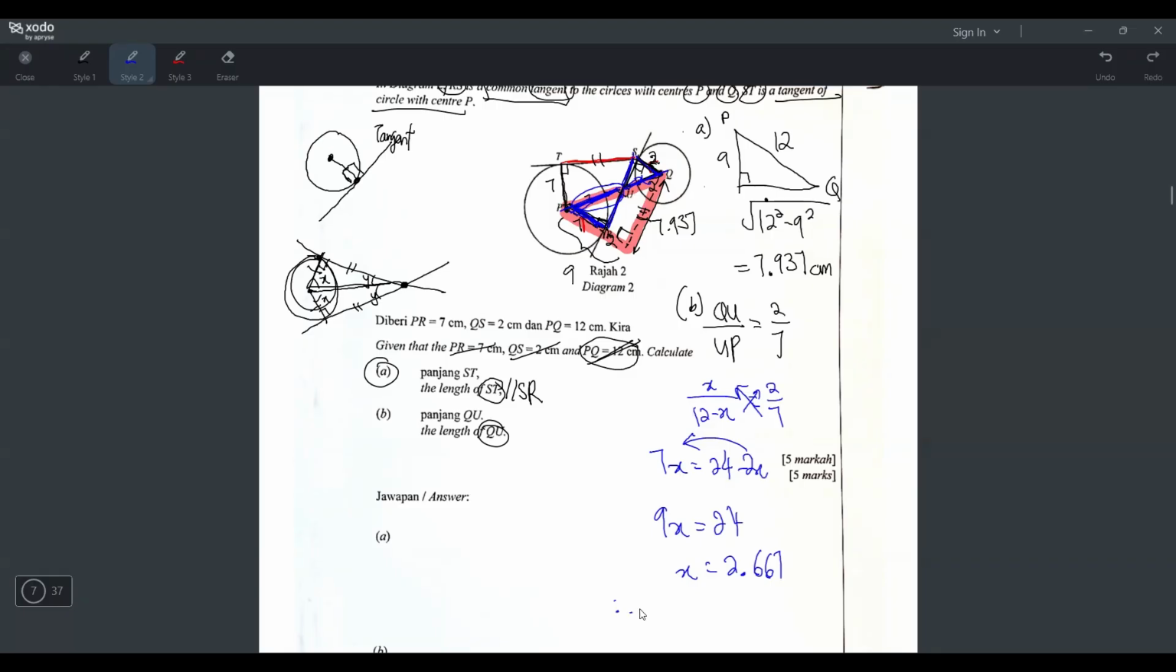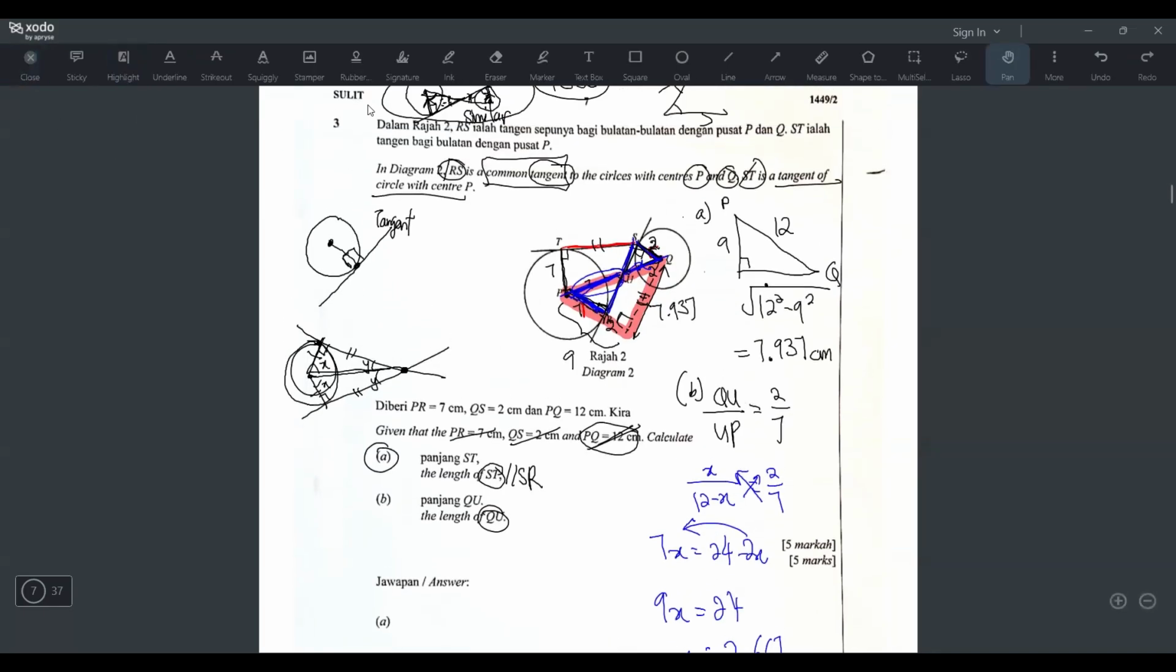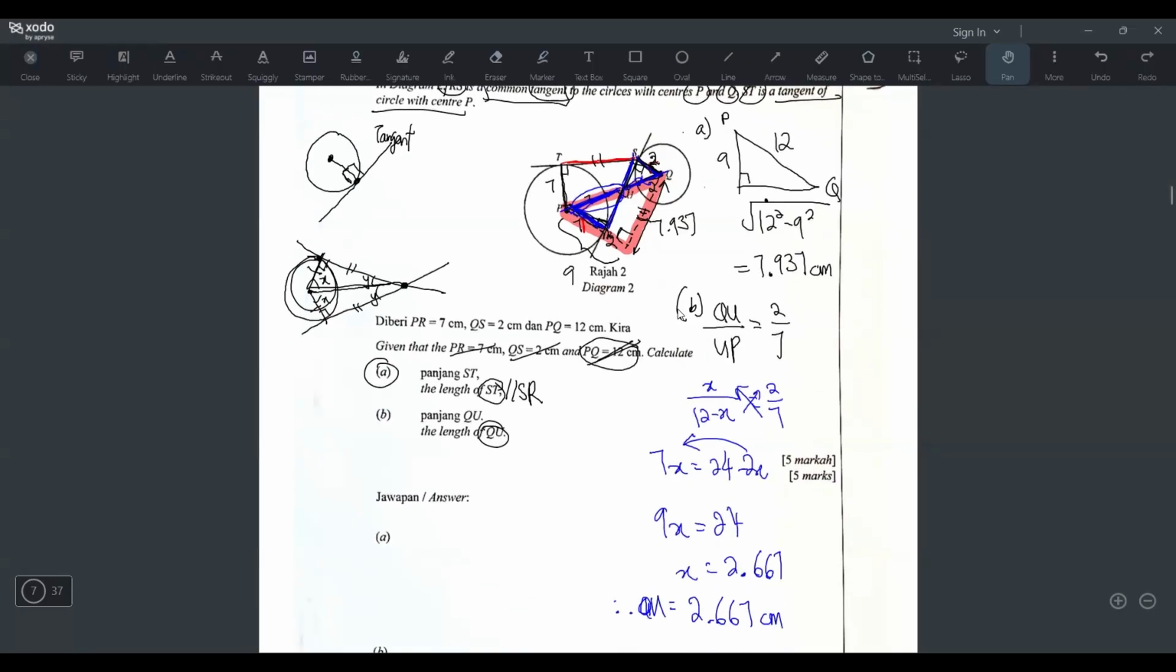Okay, so now we can say that QU, because QU is X, right? I just now let QU be X. So X is QU. So the answer is 2.667 centimeters. Okay, so I hope you understand. This question is actually very difficult. It took me a very long time to figure out how to do this question. It's very challenging. But anyways, I hope you understand.